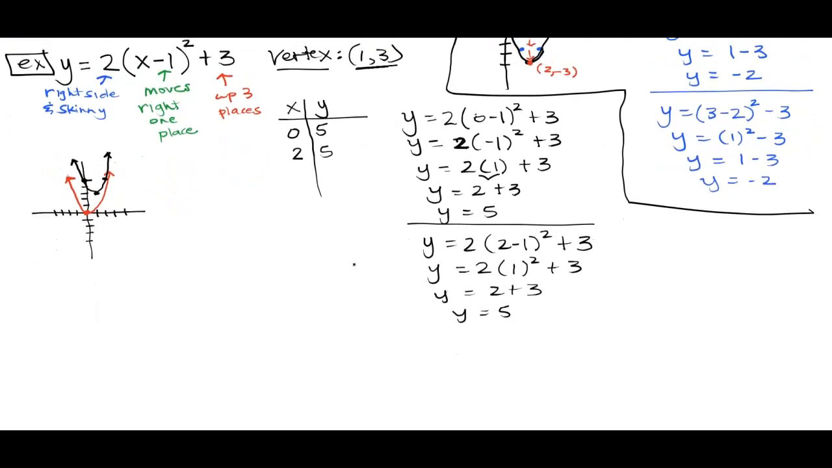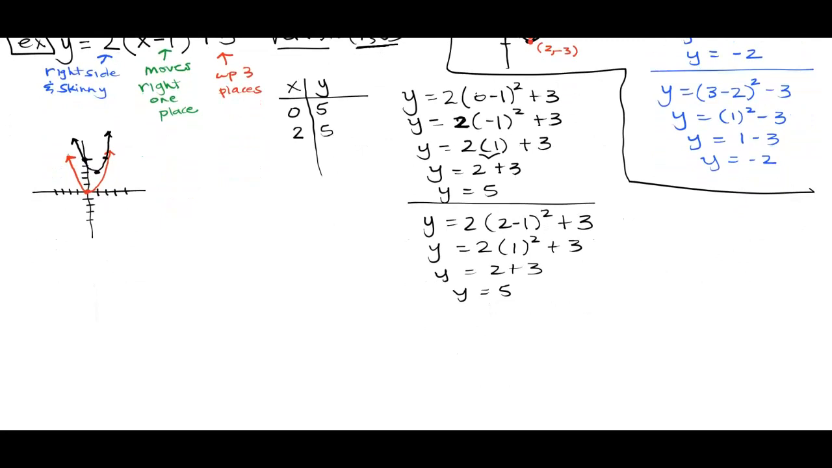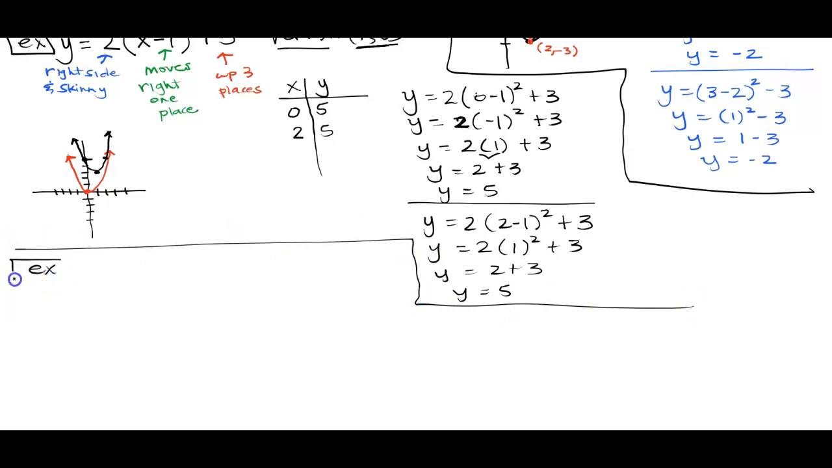So we're going to do one more. We're not going to graph this one, but we'll say what the vertex is and how it's moving the graph. Okay, so we'll just do one more. We won't graph this one, but if I have something like this, y equals negative 1/3 times x plus 5 squared minus 4.